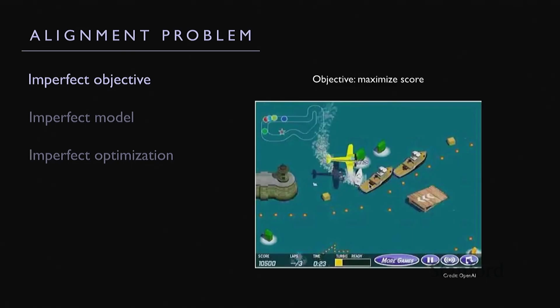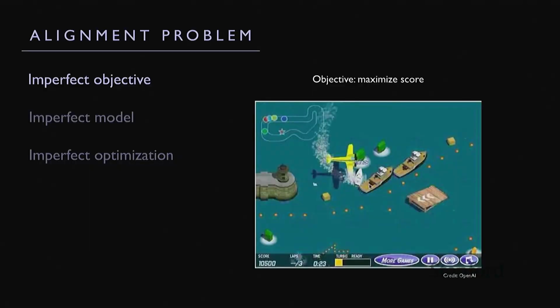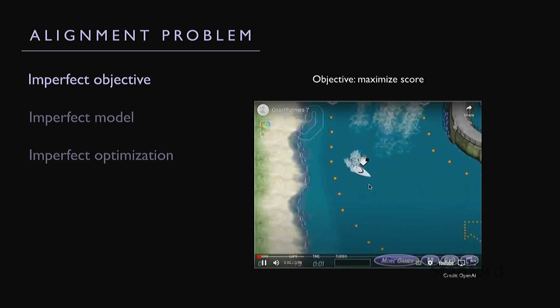Here's another really famous example of an imperfect objective. Some researchers were trying to train an agent to play this boat racing game. They wanted to train an agent that would be able to win the race. The game is scored by a score that depends on how many objects or items you pick up along the route. And the idea is that a high score should win the race. So here's what actually ended up happening.